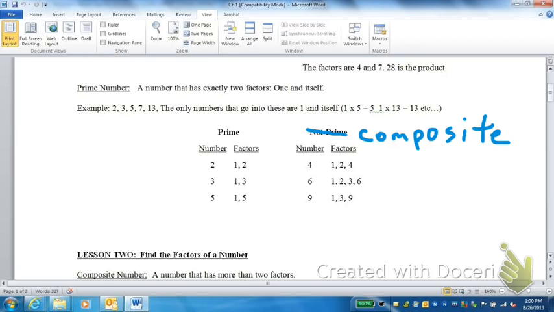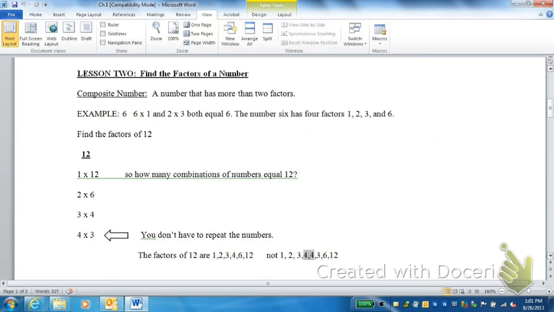For example, 4, we have 1 times 4 and 2 times 2. And 6, 1 times 6, 2 times 3. And 9, we have 1 times 9 and 3 times 3. So these numbers are composite because they have more than two factors. Lesson 2 talks more about composite numbers. Again, a composite number is a number that has more than two factors.